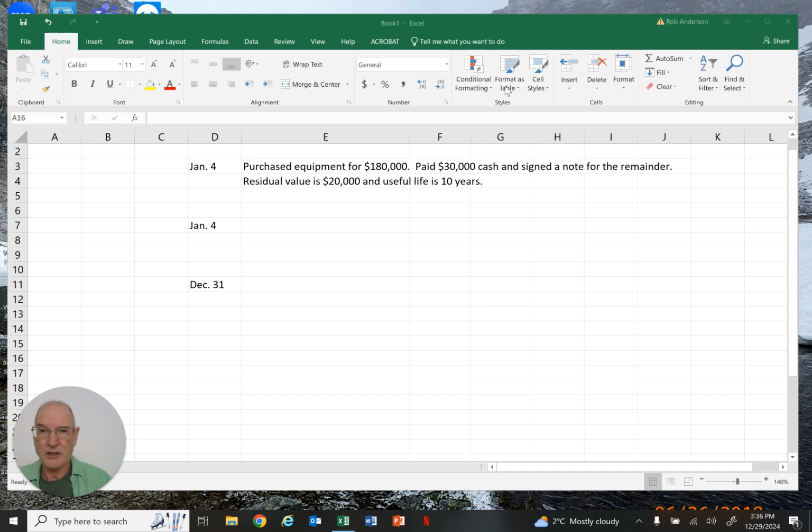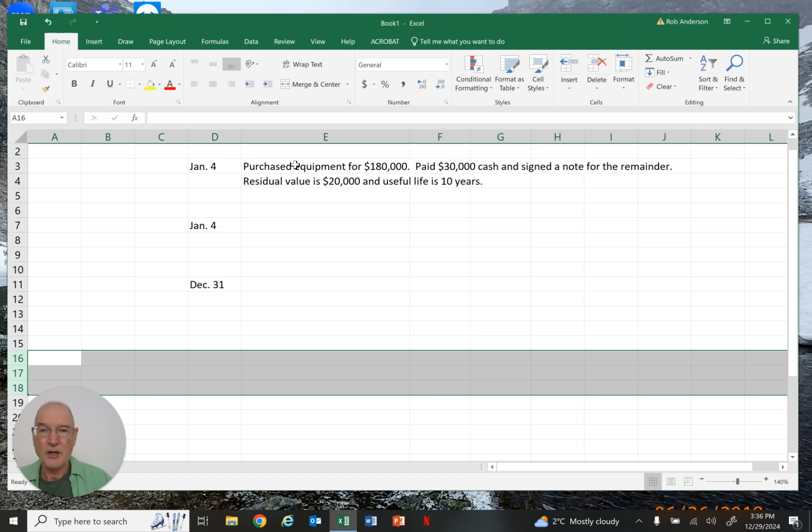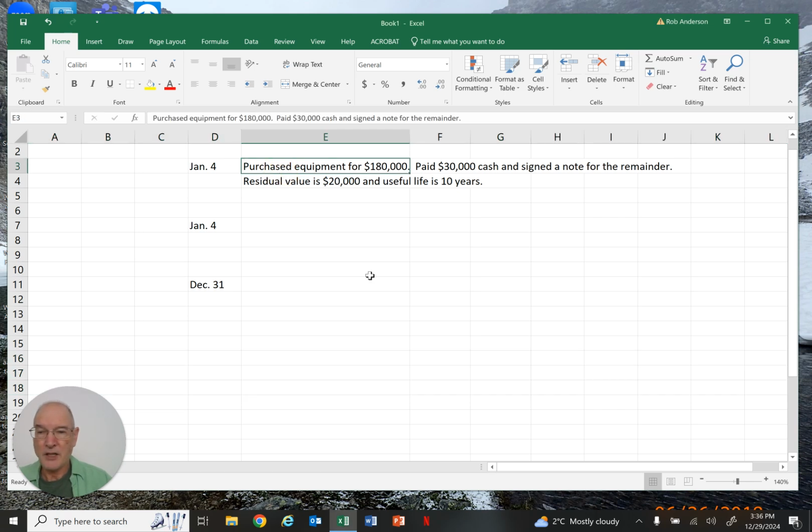So let's look at how we're starting here. We're purchasing equipment for $180,000. We're going to pay $30,000 cash and sign a note for the remainder. Now our residual value is $20,000 and our useful life is 10 years. So this is all the information, along with the purchase date of January 4. That's all the information we need to calculate depreciation.